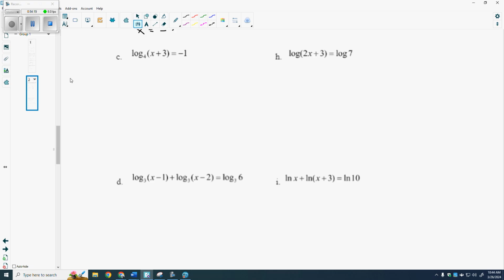Hit pause. Don't forget to hit pause. Switch forms. 4 to the negative first power equals x plus 3. This is 1/4, right? We're going to subtract 3, and I get negative 2 3/4, or negative 2.75.